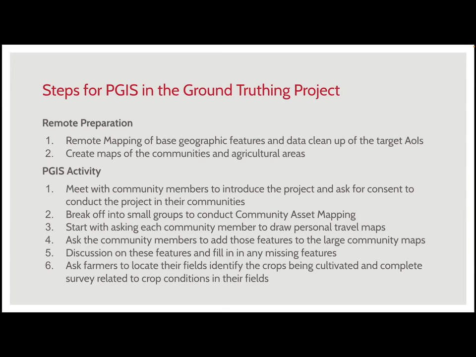The first step, based on the best practices, is to meet with the community members to introduce the project and for them to ask questions and basically give us their consent for us to work with them on this project, that they're willing to share their information and that they clearly understand what we will be doing with that data. Once that is done and we've answered all the questions, we'll break off into small groups to conduct the community asset mapping portion of the PGIS activity.